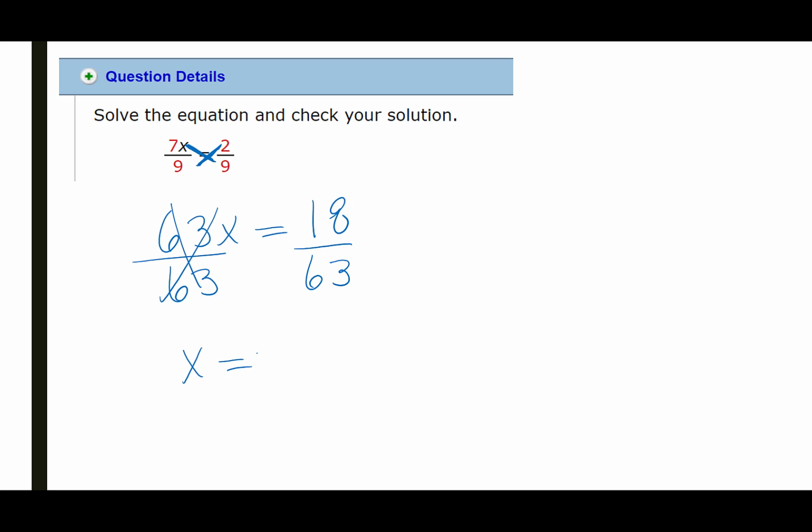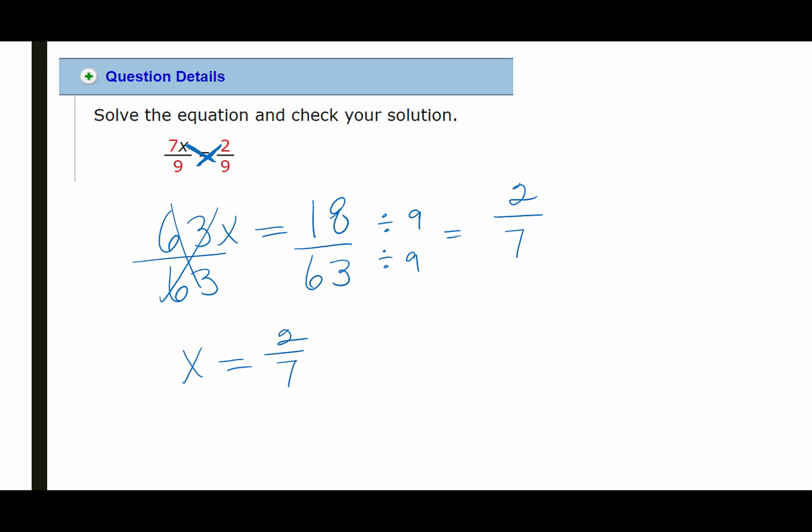And instead of changing this to a decimal, I want you to leave your answer as a fraction, so we can simplify this. We know that 9 goes into both of these. That simplifies to 2/7, and that's as far as it can simplify. So we'll say x equals 2/7.